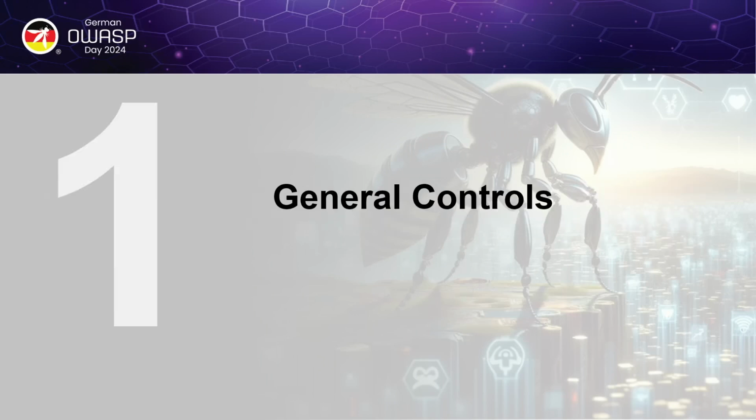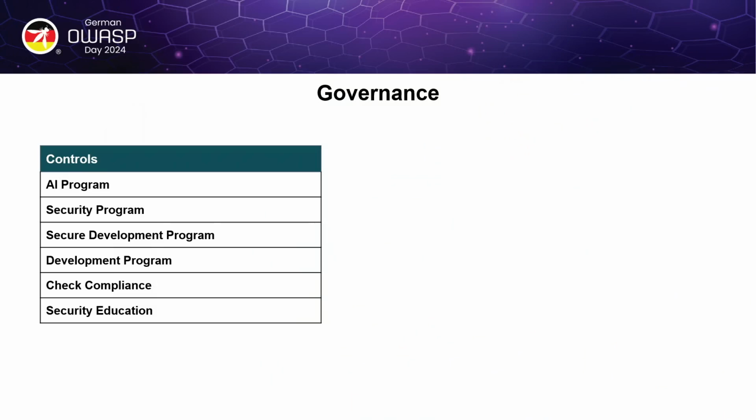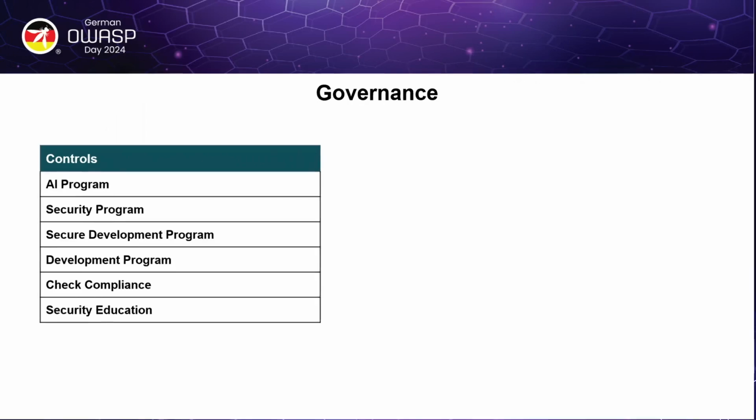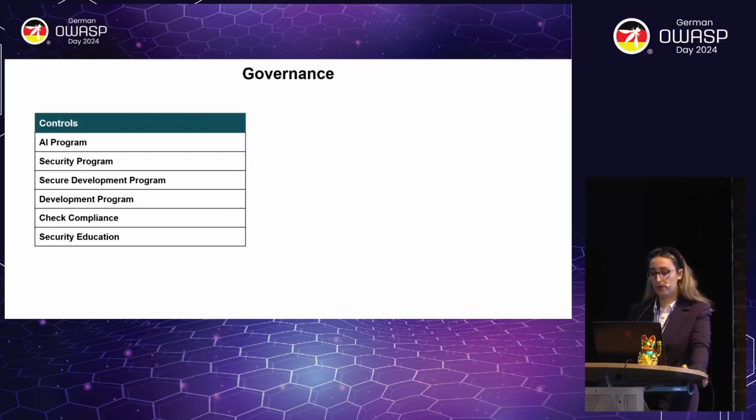I will start with the general controls. Governance. We categorize governance into 6 different controls. AI program, for example, install and execute a program to govern AI. Security program, make sure that the organization has a security program, and this is included in the whole of their AI life cycle and AI-specific assets.